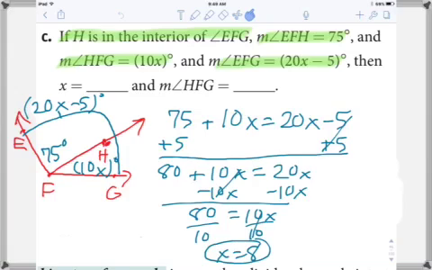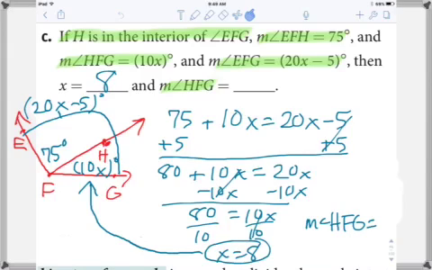Now, a lot of times when we're doing a problem like this, we may believe that we're done at this point. We do know what x is, and that is one of the things that it asks for, but it also asks us for the measure of angle HFG. So when I get that, I have to then plug my x value in. I'm looking for HFG, which is this one right here. So all I had to do to find the measure of angle HFG is to plug in 8 for x. So it's just going to be 10 times 8, which is 80 degrees.